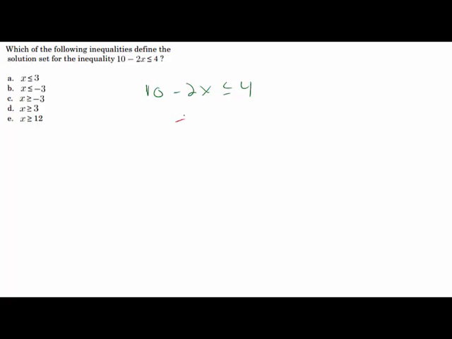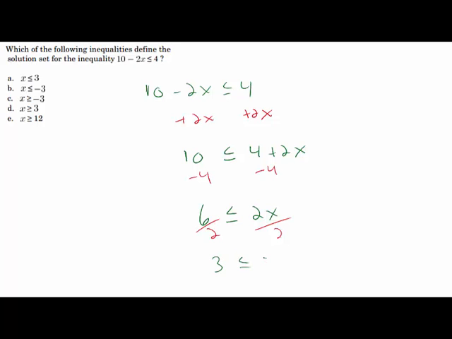And I would probably add 2x on both sides. And then we have 10 is less than or equal to 4 plus 2x. And then I would subtract 4 from both sides. And then we have 10 minus 4 is 6 is less than or equal to 2x. And then let's divide both sides by 2. And we have 3 is less than or equal to x.